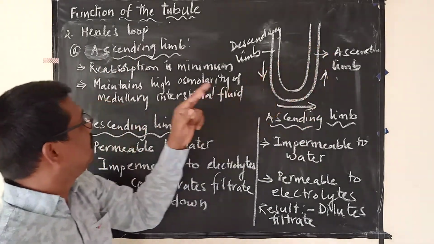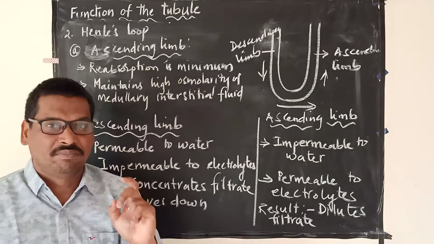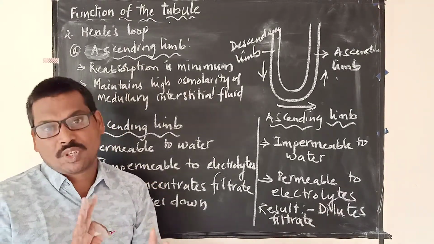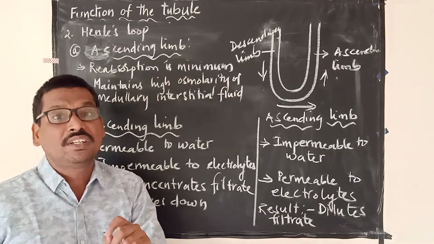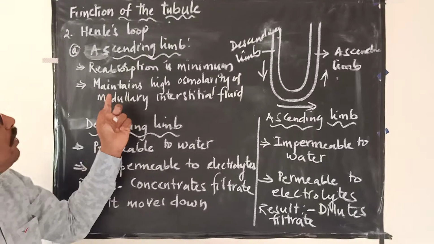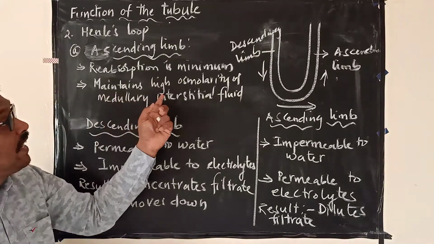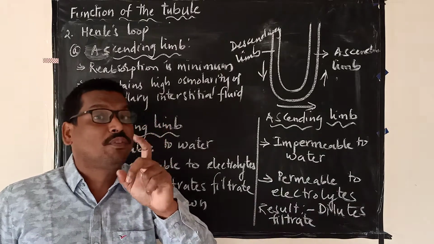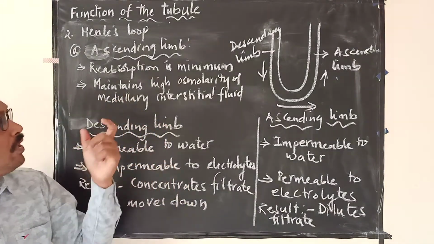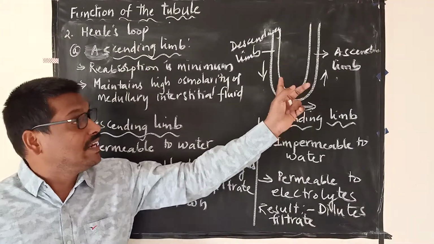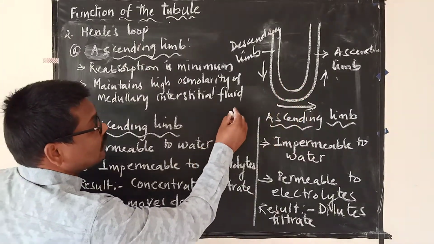Now here, if you are seeing the ascending limb, a very, very important point that we have to remember regarding the ascending limb is that reabsorption is minimum. There will be no more reabsorption. More reabsorption will not take place from the ascending limb. And why is it so? In order to maintain high osmolarity of medullary interstitial fluid.